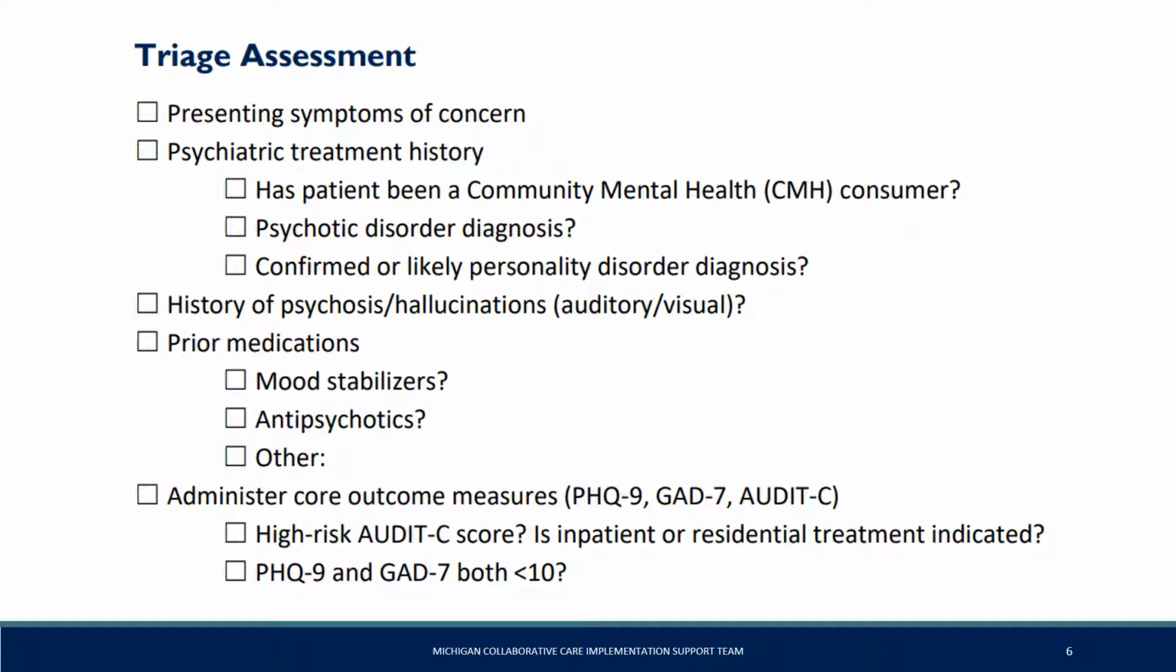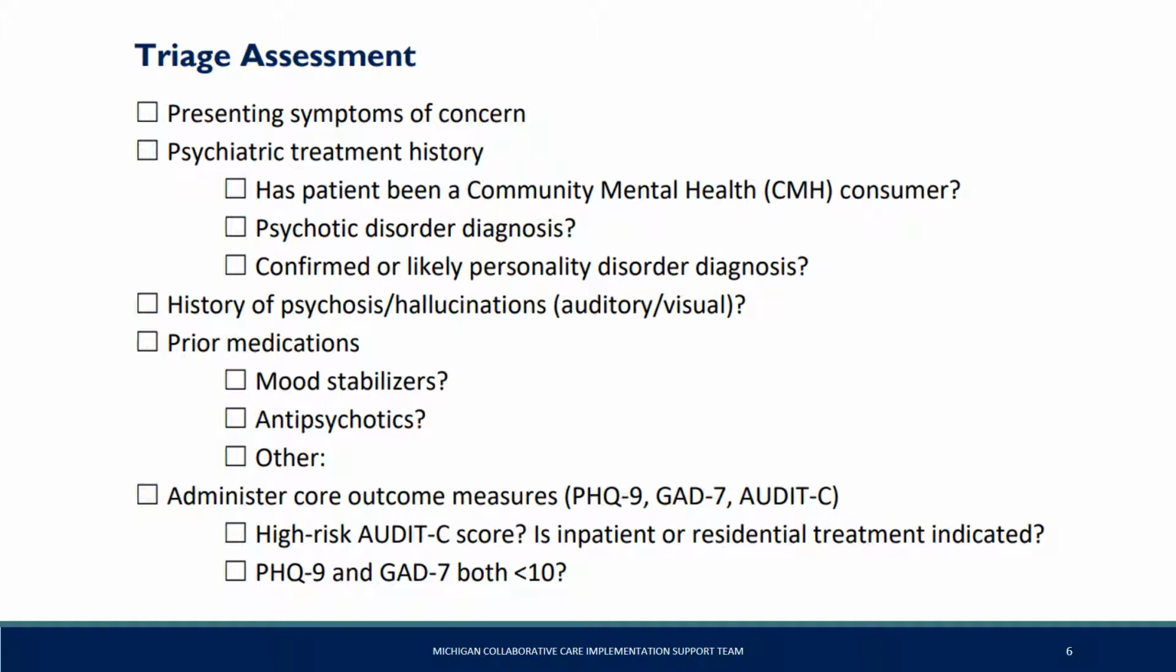Knowledge about prior medications can be helpful as well. This can be indicative of prior diagnoses or symptoms. We might be curious about mood stabilizers and antipsychotics in particular. And lastly, we, if possible, would like to administer the core outcome measures to learn some further information about our patient. The Audit C helps to indicate level of alcohol use, and a high-risk Audit C score could indicate whether the patient's alcohol use could warrant inpatient or residential treatment instead of collaborative care at this time.